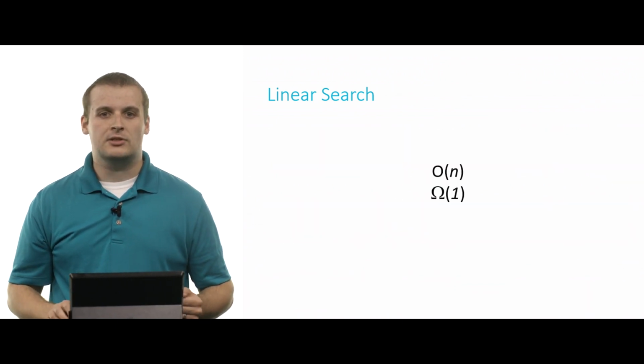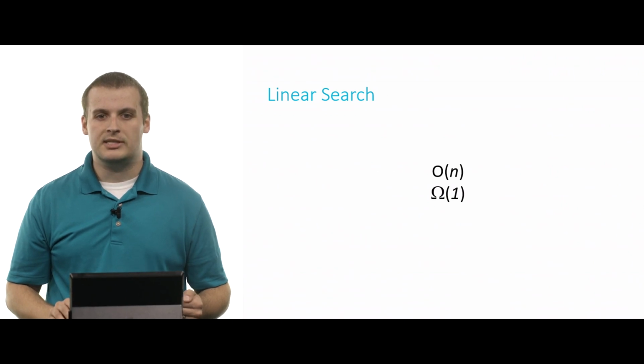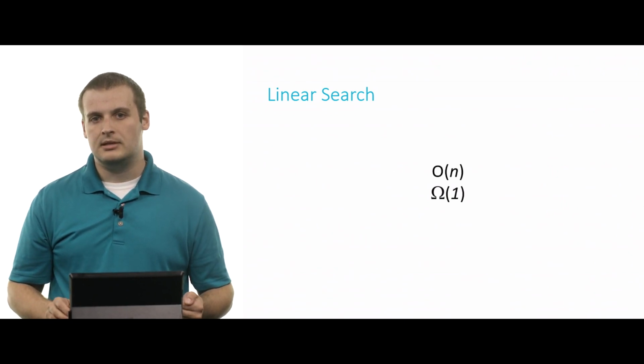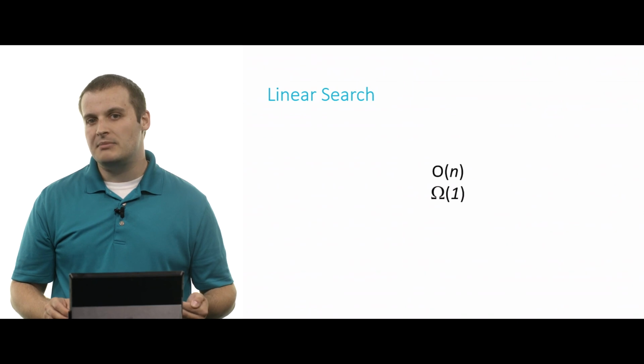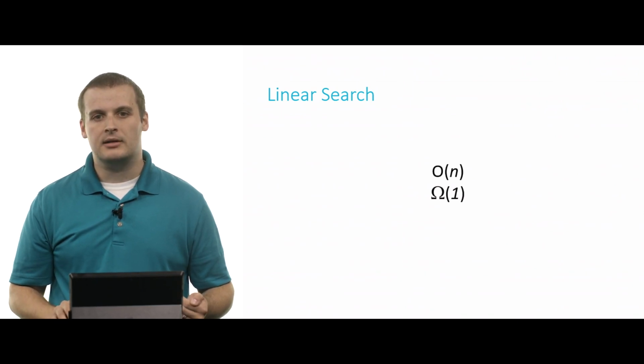What does this say about the complexity of linear search? Well, in the worst case, we have to look at every single element, and so it runs in O of n in the worst case. In the best case, we're going to find the element immediately, and so it runs in omega of 1.